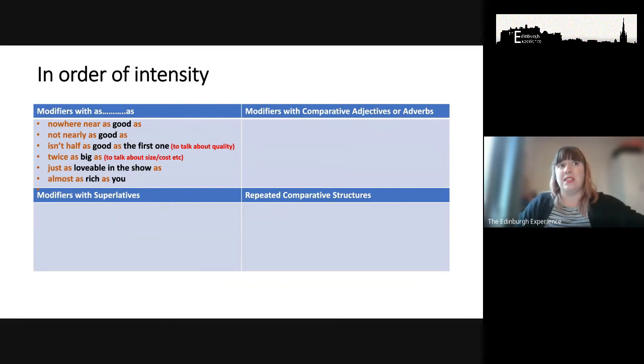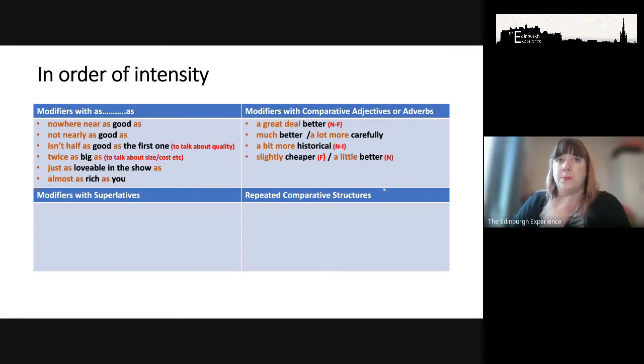So if I say something is nowhere near as good as, I'm talking about a really huge difference. Okay. And if I say someone is almost as rich as you, we're saying that there's a very small difference because it's a much closer similarity. Yeah. Just a couple of notes there, guys. This one here, we usually use to talk about the quality of something. So it isn't half as good as, it isn't half as interesting as. And this one here with twice as or 3 times as is usually to talk about size or cost.